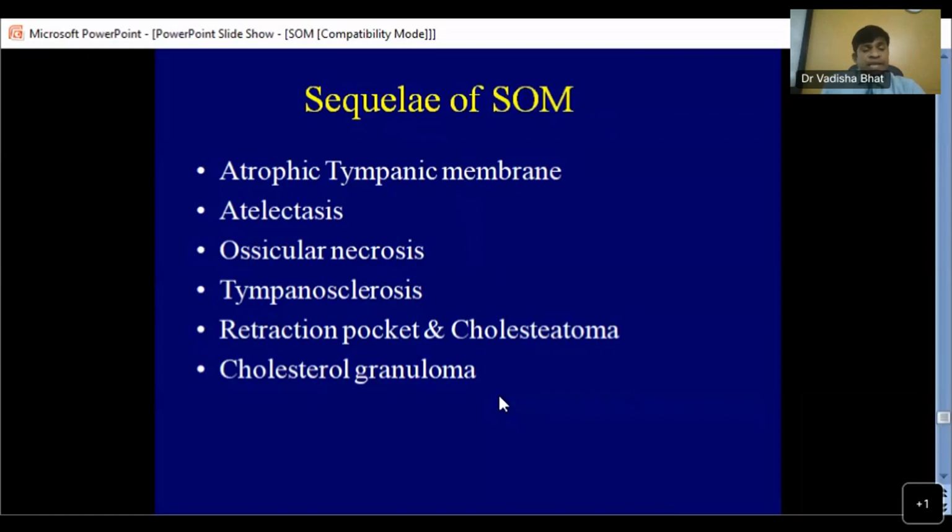Next common is the myringosclerosis and tympanosclerosis. The tympanosclerosis can affect any part of the middle ear cavity, and most commonly it is seen on the tympanic membrane, and this is one of the important sequelae of serous otitis media or otitis media with effusion. Next common is the retraction pocket and cholesteatoma.